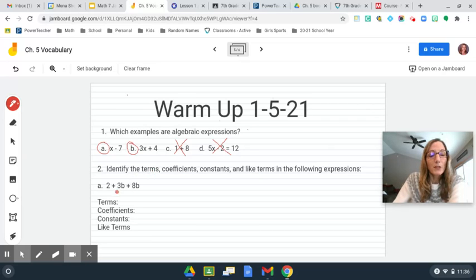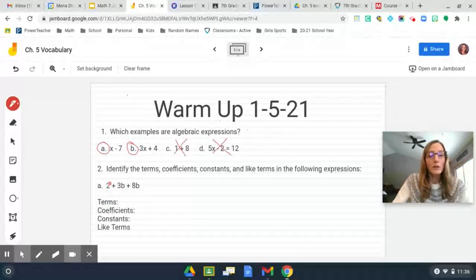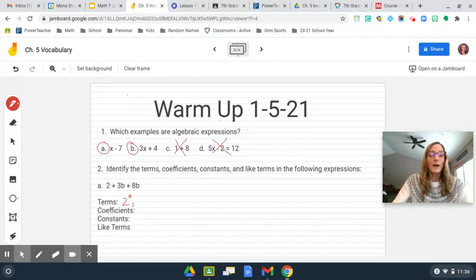So you're going to see the expression here, 2 plus 3b plus 8b. And so let's take this and break down what we have. Terms. Now remember, these are parts of the expression. So when I look in that expression, the parts of it, I see a 2. So that is considered a term. So I'm going to list it. I see a 3b. That is also considered a term. I'm going to list it. And I see 8b. That is also a term.